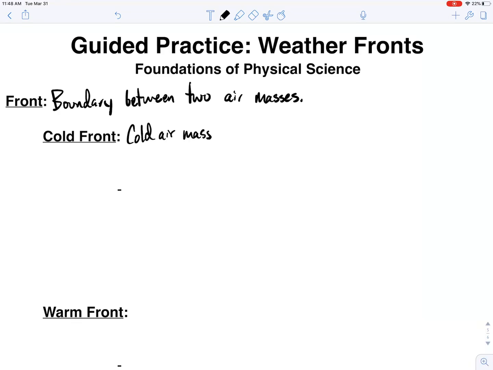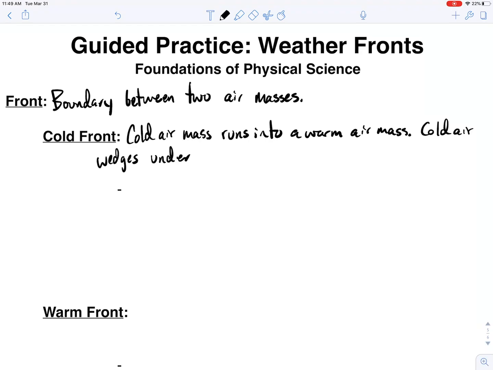In this case, the cold air mass runs into a warm air mass. And the cold air wedges under the warm air, forcing it upward. I'm going to draw this for you in a minute.